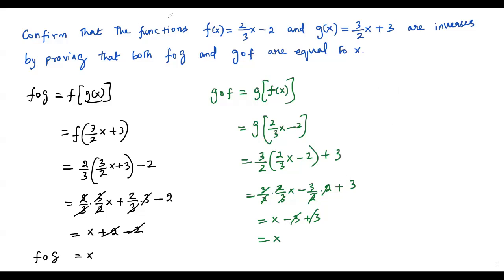So I'm getting f∘g and g∘f, both of them are equal to x. So as instructed in the question, I have shown that the results of both f∘g and g∘f are equal to x. So the given two functions f of x and g of x are inverses to each other.